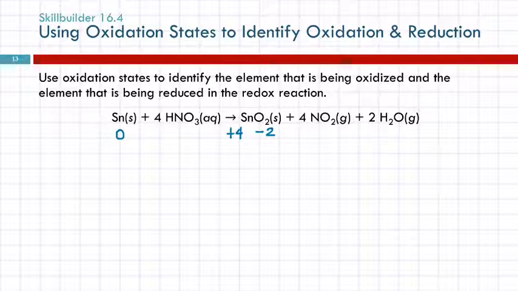So let's do NO2 next. Here we have 2 nonmetals, so we have to do the FHO thing. Oxygen gets what it wants. Oxygen wants to be -2. There are 2 oxygens. That's a total of -4 in the oxidation states. All of this has to add up to 0. So the nitrogen must be +4.